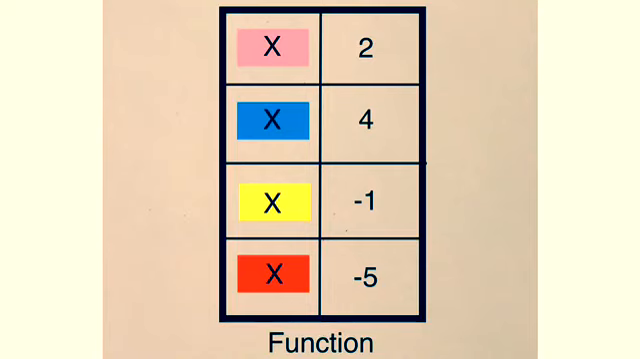So this tells me every time I push a pink button, I'm getting a 2. Every time a blue button is pushed, I get a 4. A yellow button, I get -1. And a red button, I get a -5. Everything functioned like it was supposed to if this were a drink machine.